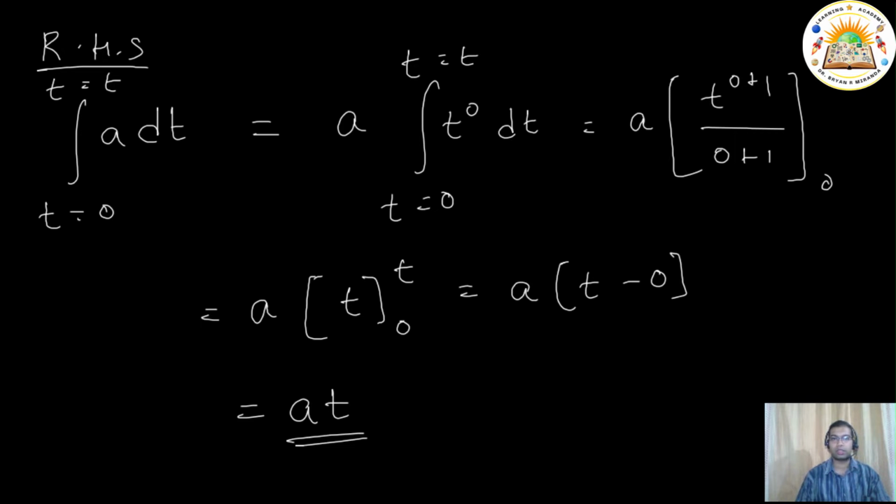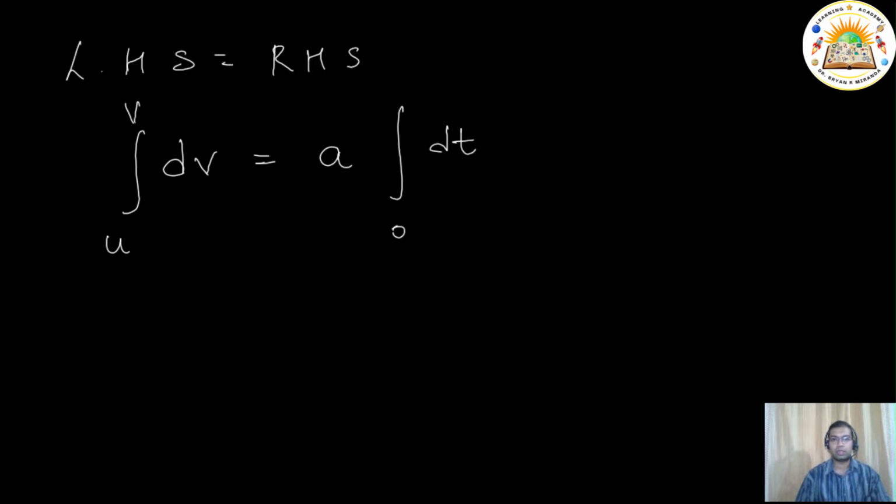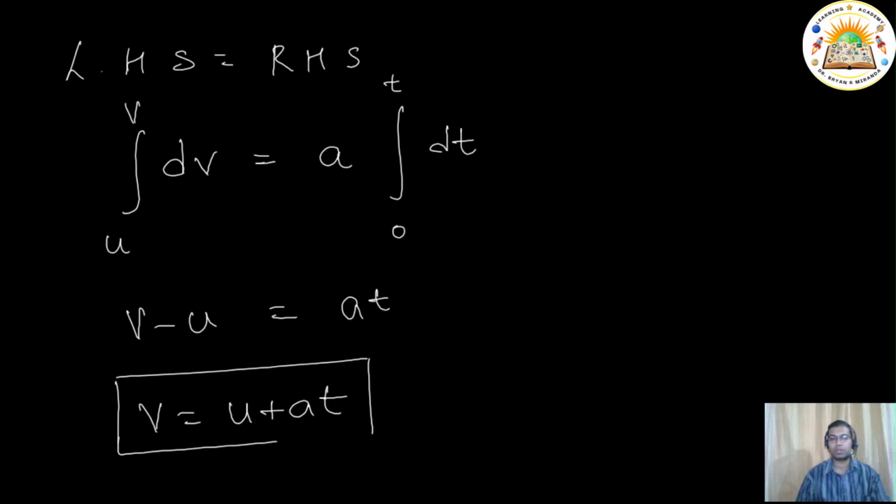This is our RHS. So let us equate. LHS is equal to RHS. I will write my value, that is that the integral will start from there. Integral dv u to v is equal to a integral dt 0 to t. And the LHS we found it to be v minus u is equal to at, or v is equal to u plus at. So this is the first equation of motion that we have derived using the method of calculus.